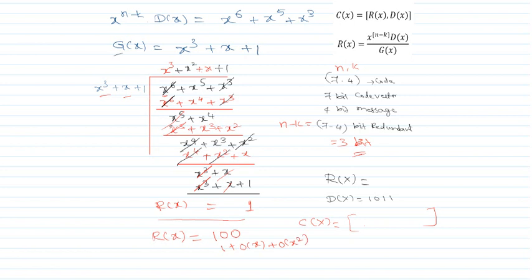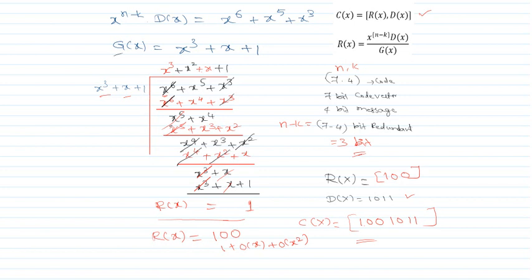So now we got the r of x. The r of x value is 100, and we know what is the d of x that is given in the problem. If I concatenate these two things, I will get my code vector c of x. You see here, c of x is equal to r of x concatenated with d of x. So I'll concatenate these two terms. I'll get 100 1011. So this is the final systematic cyclic code.